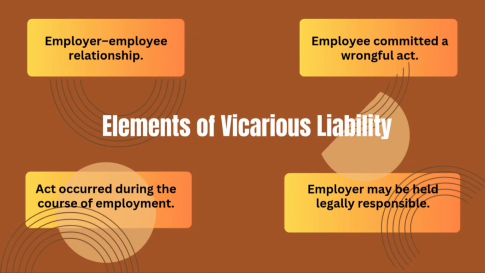Second, the employee must have committed a wrongful act such as a tort or another legal wrongdoing. Third, the wrongful act must have occurred during the course of employment, which means the employee was performing work-related duties or acting within the scope of the job. Whenever the 4 elements are satisfied, the employer may be held legally responsible for the employee's action under the principle of vicarious liability.